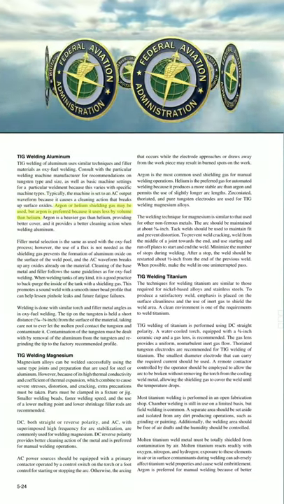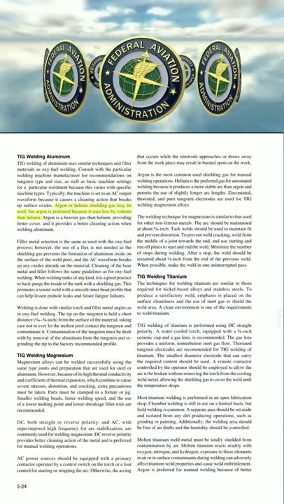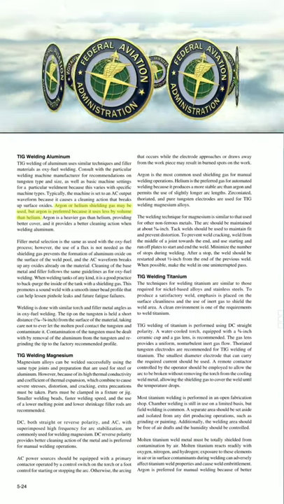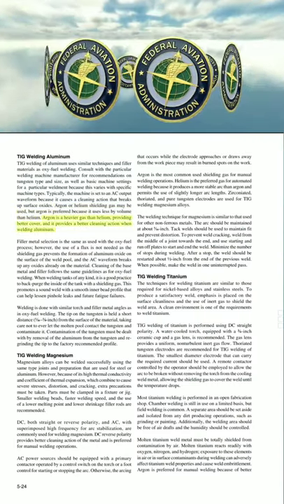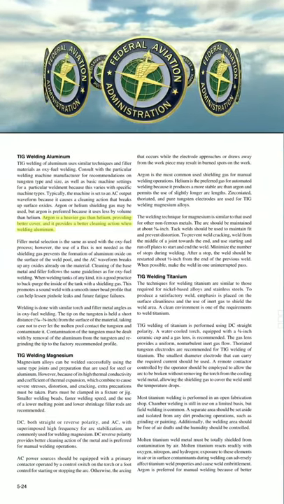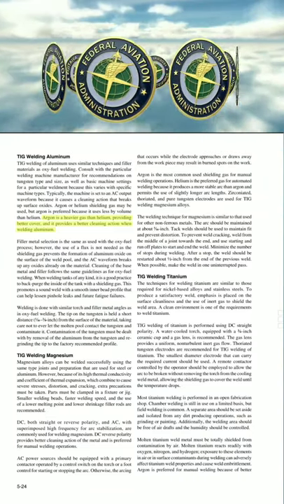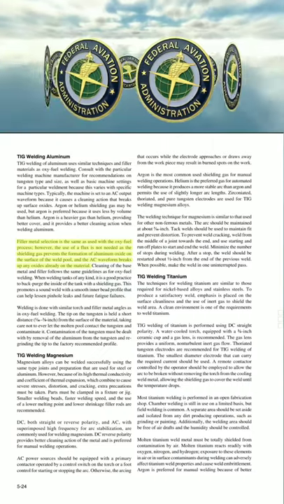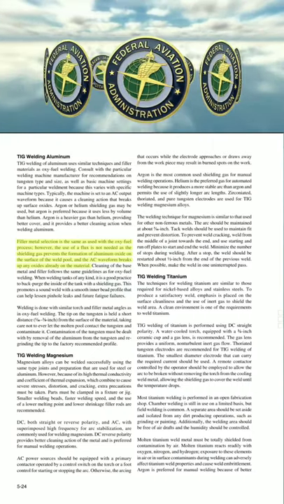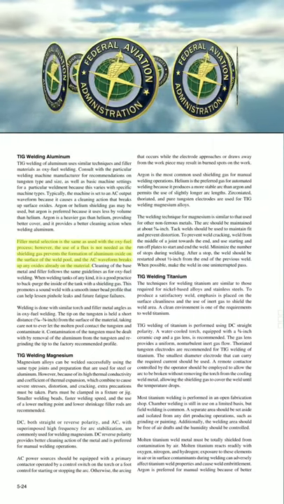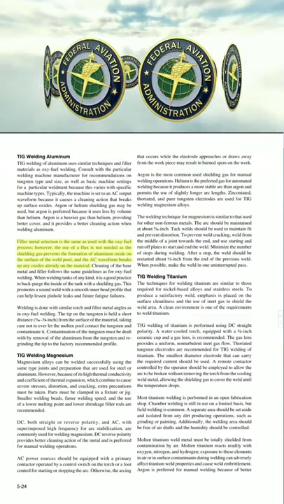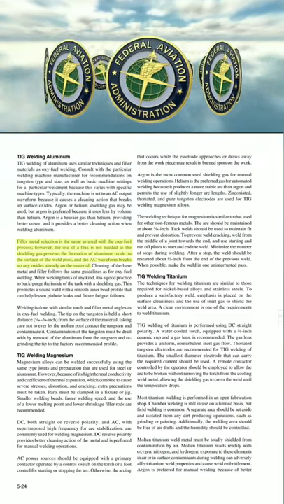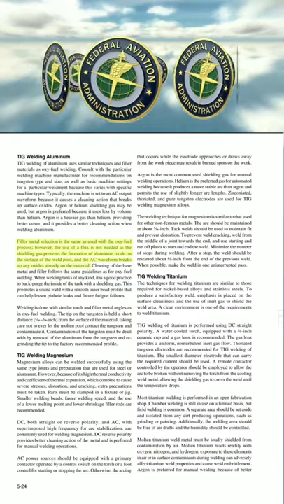oxides. Argon or helium shielding gas may be used, but argon is preferred because it uses less volume than helium. Argon is a heavier gas than helium, providing better cover, and it provides a better cleaning action when welding aluminum. Filler metal selection is the same as used with the oxy-fuel process. However, the use of a flux is not needed as the shielding gas prevents the formation of aluminum oxide on the surface of the weld pool, and the AC waveform breaks up any oxides already on the material.